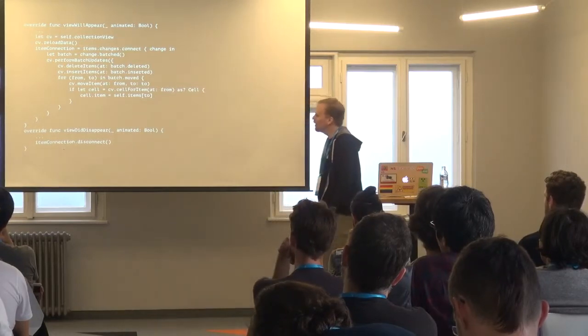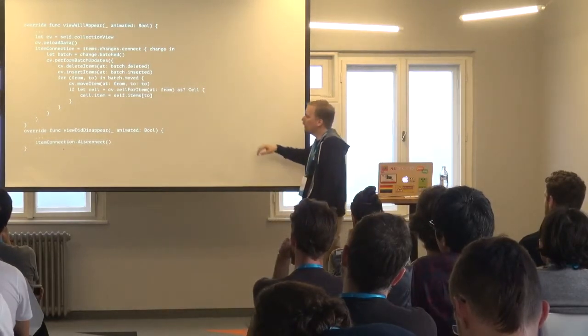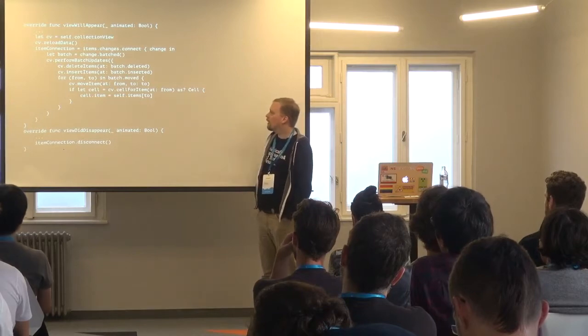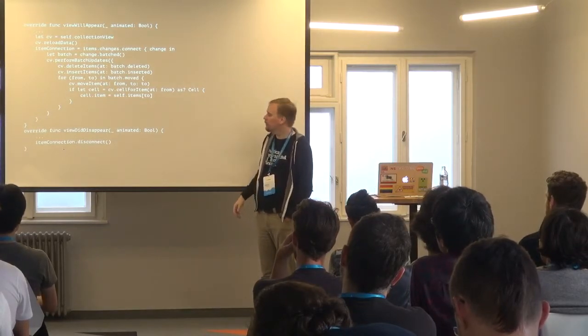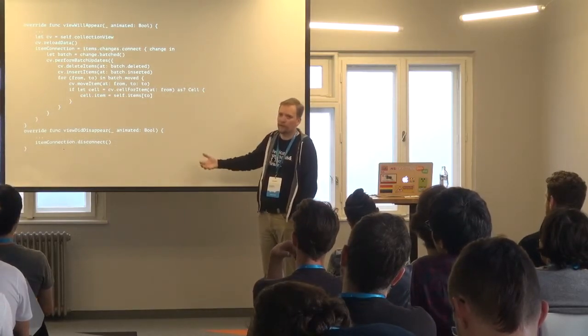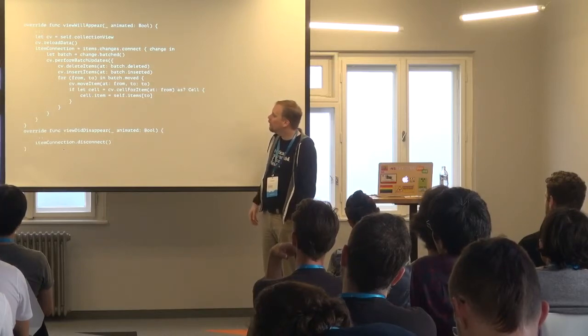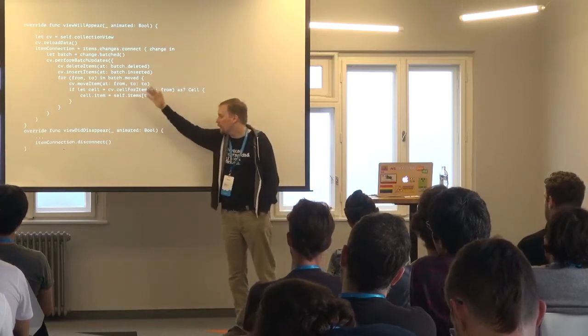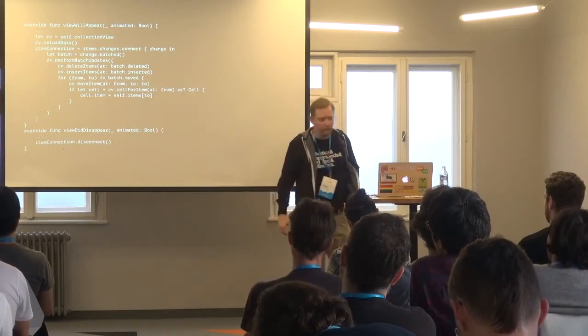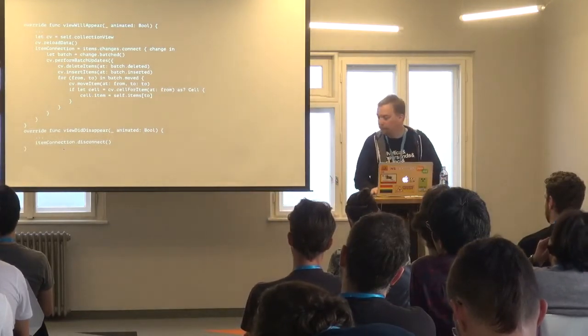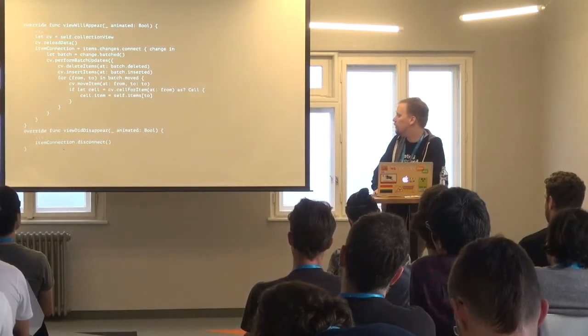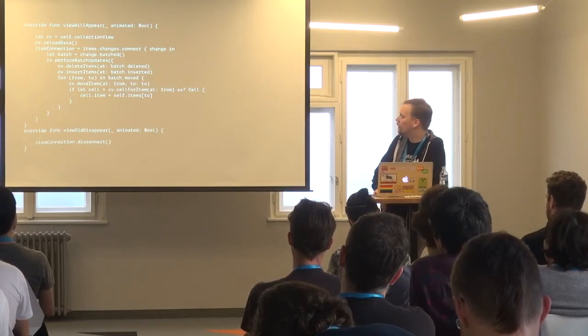Not very complicated. One complicated thing is that the way I handled reloading is to just find those cells that were already queried by the collection view and just set their view model to a different value. Okay, and then in view disappear, we just disconnect this connection and be done with it.